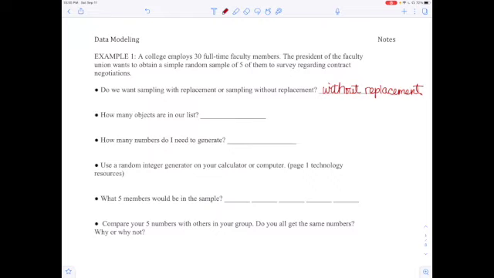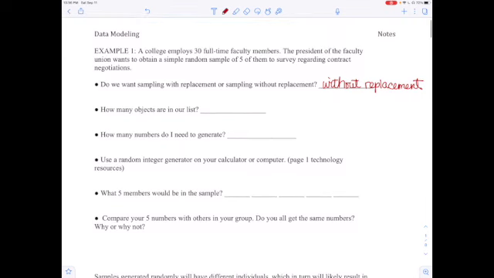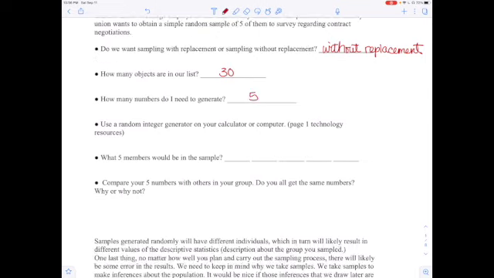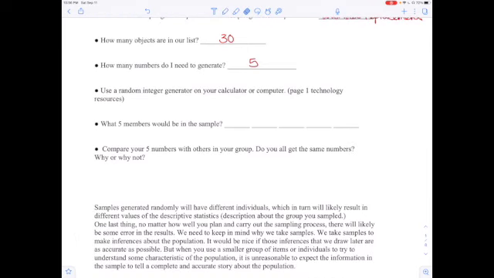How many objects are in our list? Well, there are 30 objects in our list. And how many numbers do I need to generate? A simple random sample of 5 is what we need. Use a random integer generator in your calculator or computer to find what the 5 members would be in the sample. So go ahead, write your numbers down. Compare your 5 numbers with the others in your group. Do you all get the same numbers?